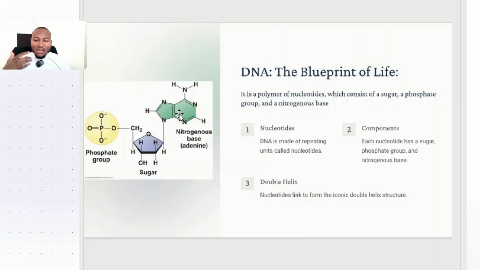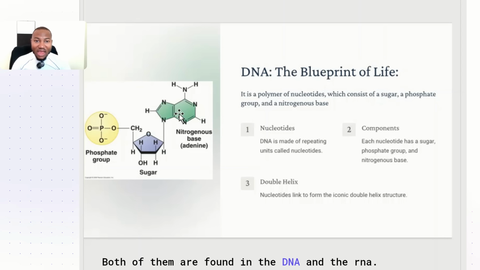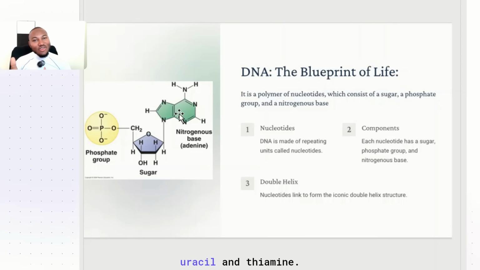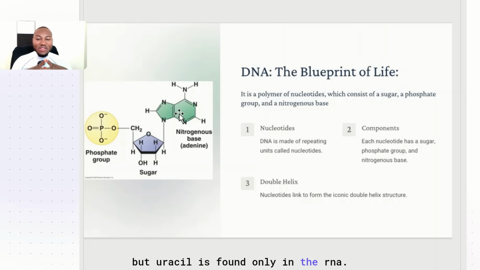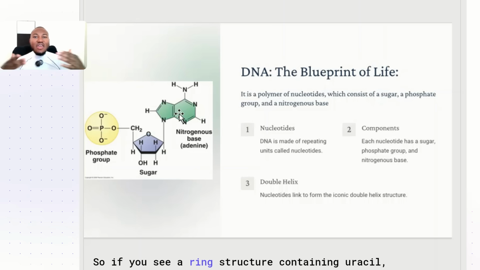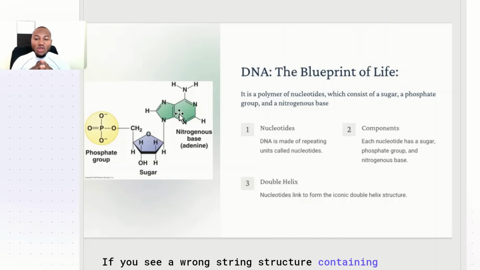All right. Now, examples of purines are adenine and guanine. Both of them are found in the DNA and in the RNA. Now, examples of pyrimidines are the CUT, cytosine, uracil, and thymine. Cytosine is found in both the DNA and in the RNA, but uracil is found only in the RNA, while thymine is found only in the DNA. So if you see a ring structure containing uracil, know that it is RNA. If you see a ring structure containing thymine, know that it's definitely what?